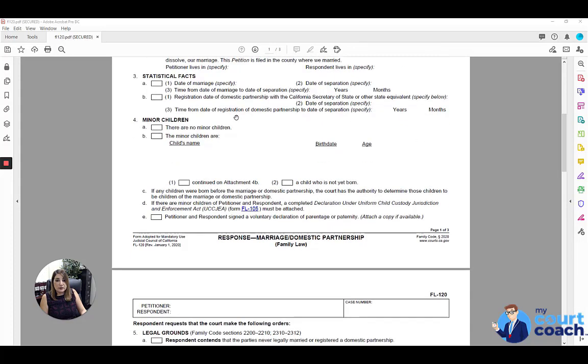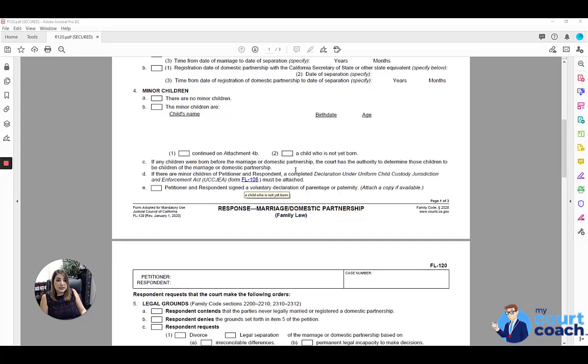Line 4, you need to list if you have minor children as a result of this relationship. If you do not, you would mark box 4A. If you do have minor children, you would mark box 4B and list the children's names, birth dates, and ages. If this is not enough space for you to include all that information, you're welcome to include an attachment. And if there is a child who is not yet born of this relationship, but the mother is pregnant with a child, then you would mark box 4B2.